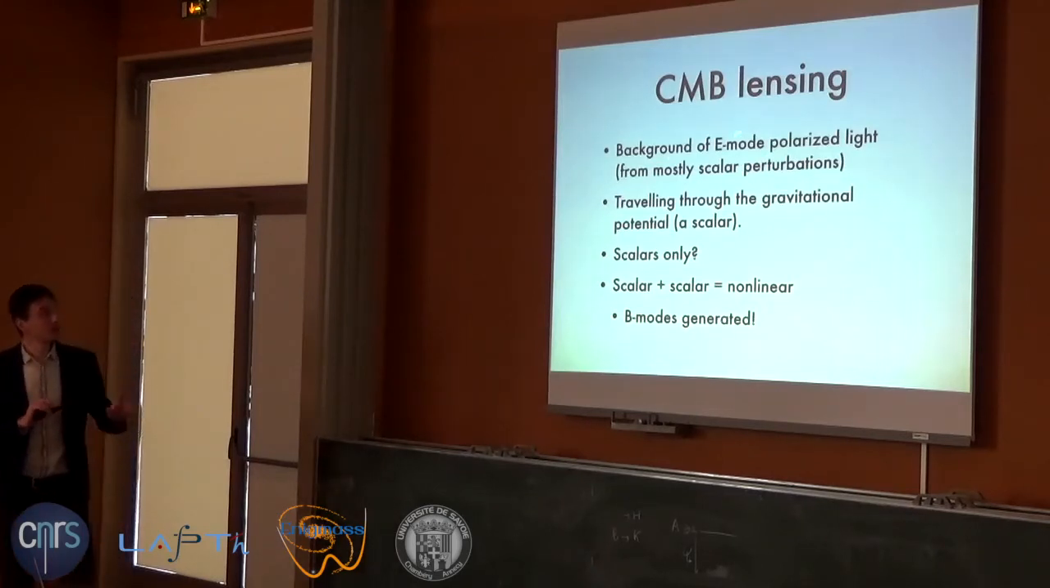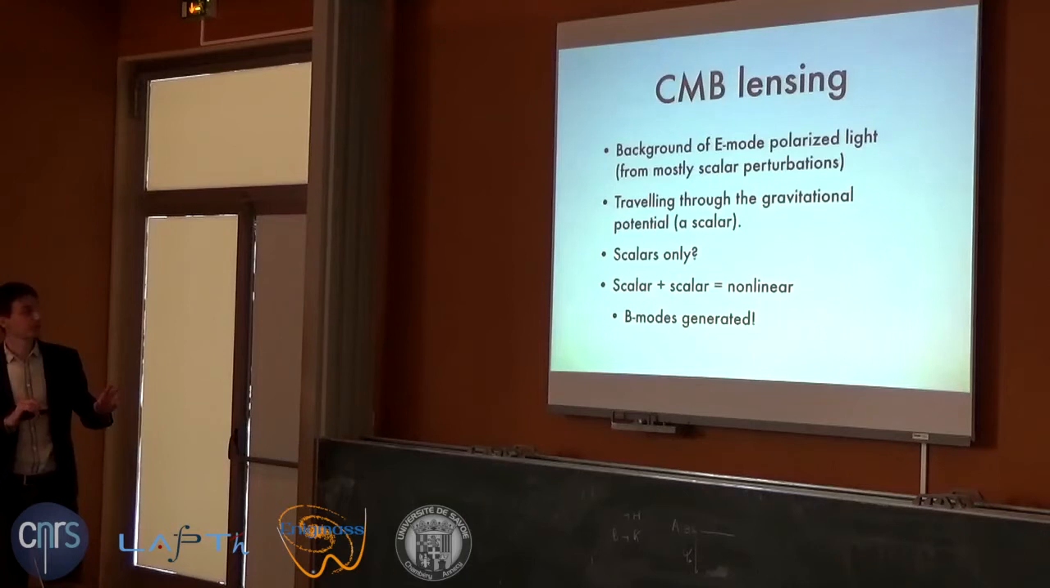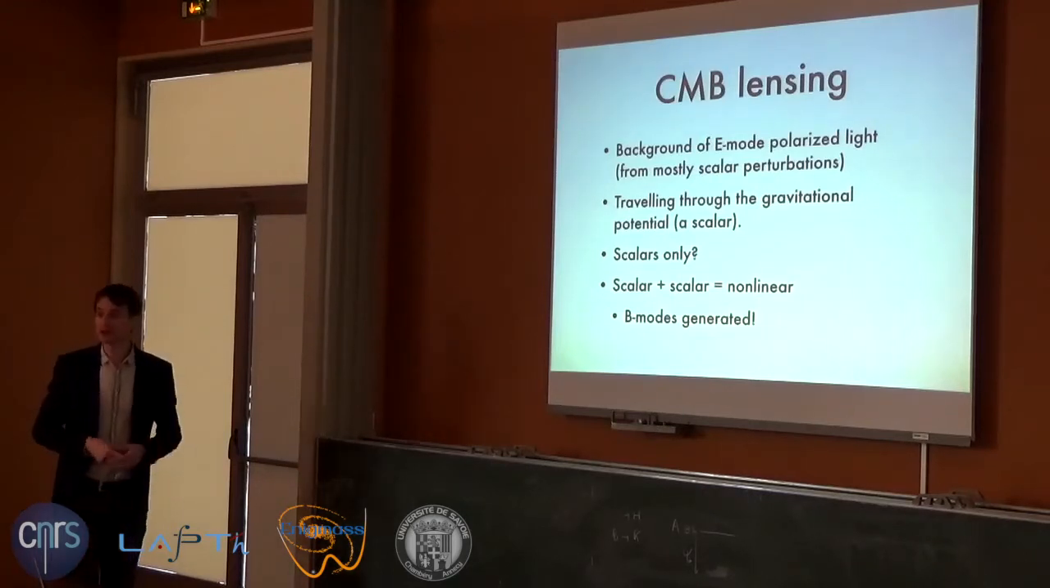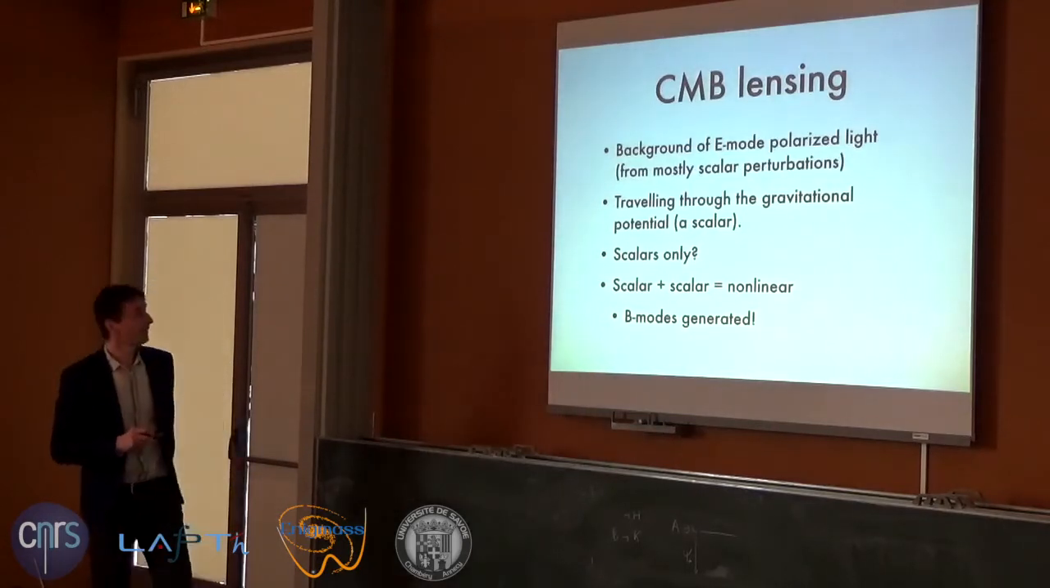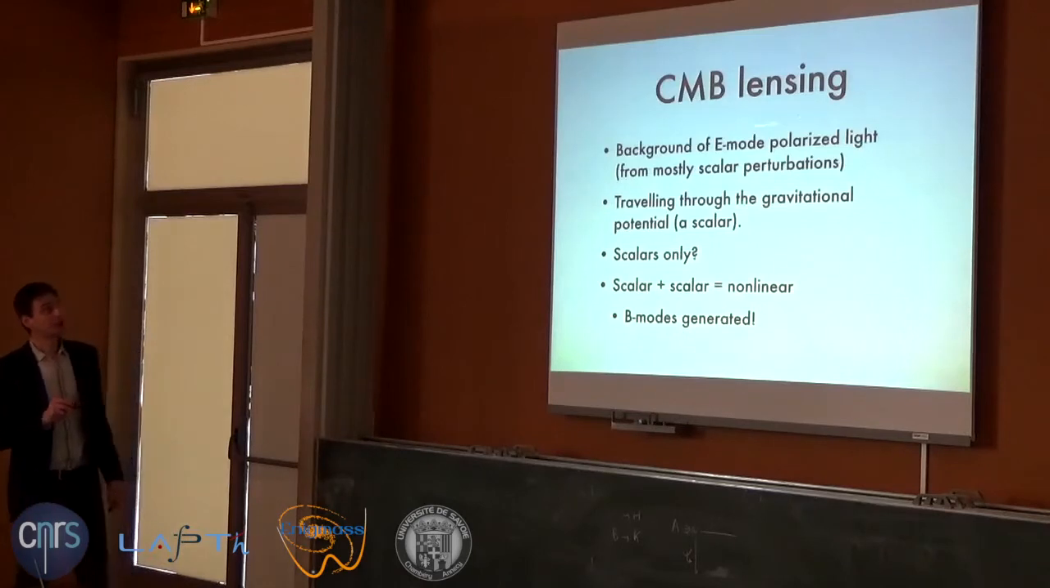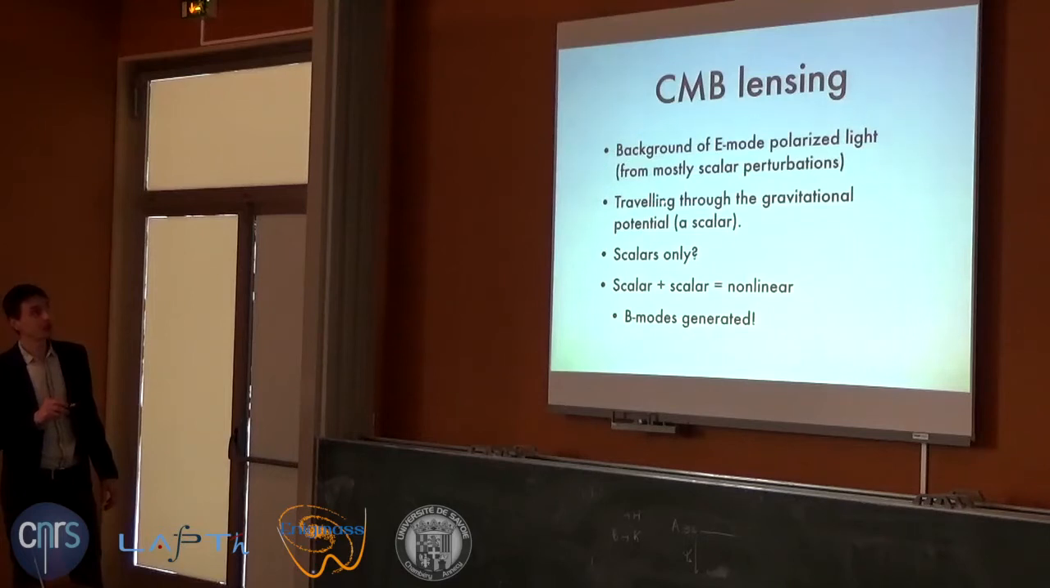Now, so far in these two points I only mentioned scalars. So these are scalars only, and I argue that with a scalar you can only construct a vector field from its divergence, which is curl-free. However, you have a background of scalar perturbations and E-mode polarized light that comes from the scalar perturbations, and you travel through another scalar perturbation along the line of sight. So actually here we're talking about nonlinear dynamics. We're mixing linear perturbations here with linear perturbations from here. So this is nonlinear.